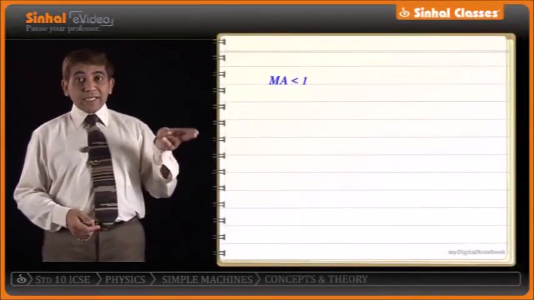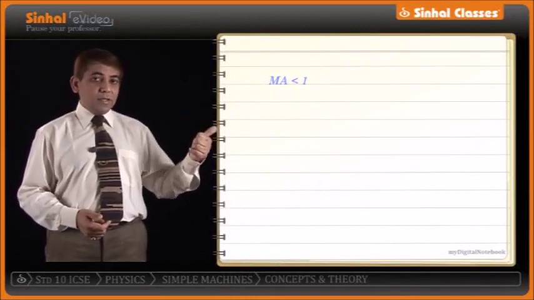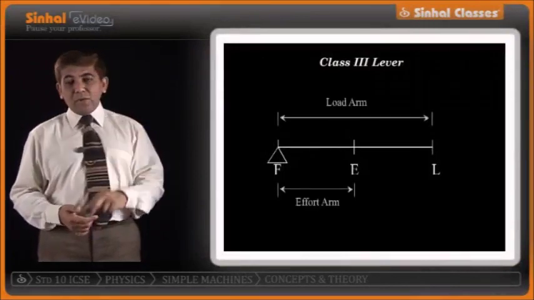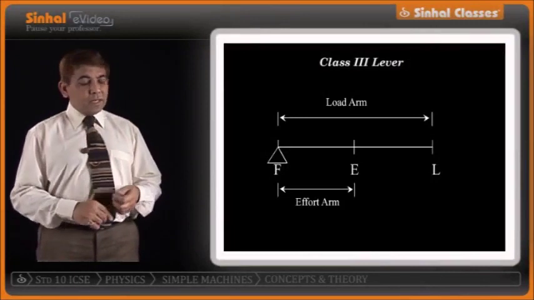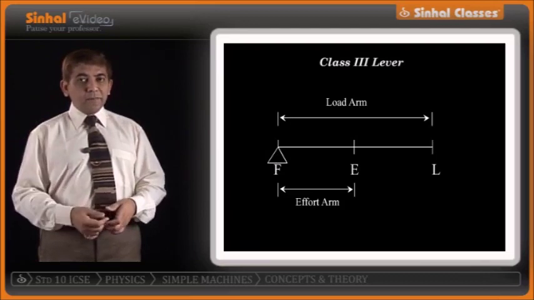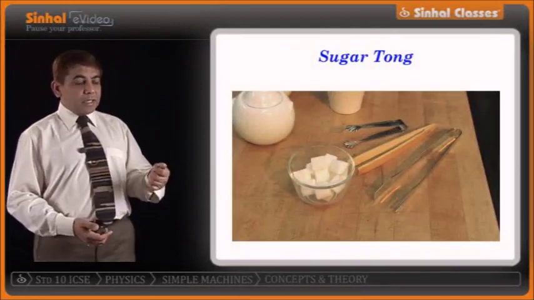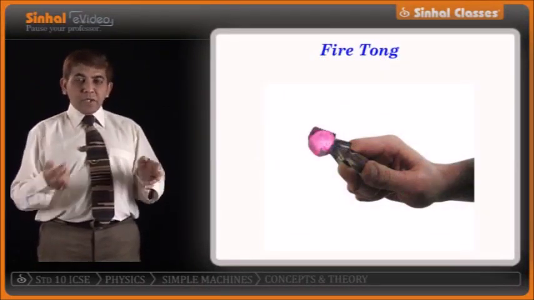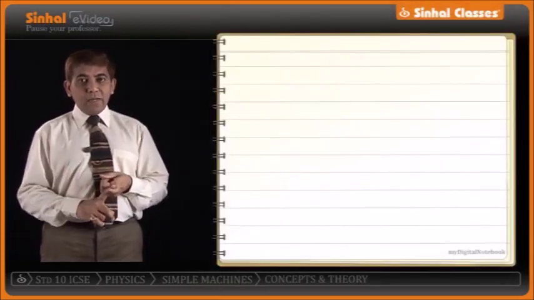Now, when do you have mechanical advantage always less than 1? We have mechanical advantage less than 1 when the effort arm is less than the load arm. That means effort is between the load and fulcrum, which categorizes into class 3. Like the sugar tongs, the fire tongs. In all these cases, we are applying the effort in between the fulcrum and load. So this type of lever will always have mechanical advantage less than 1.